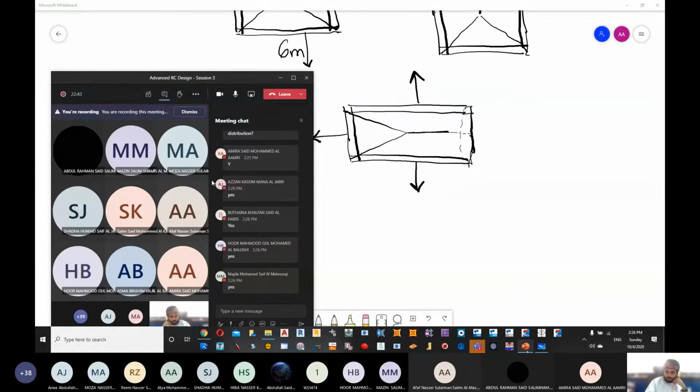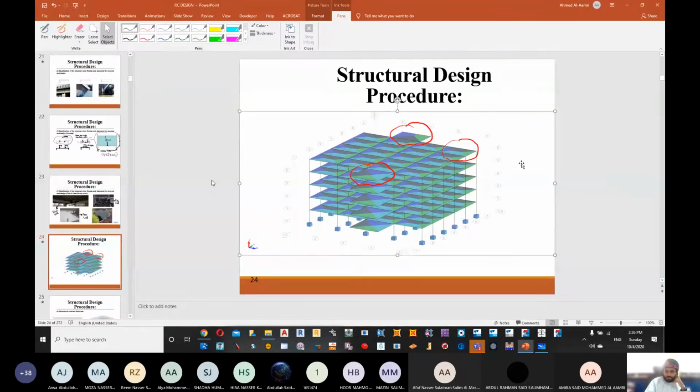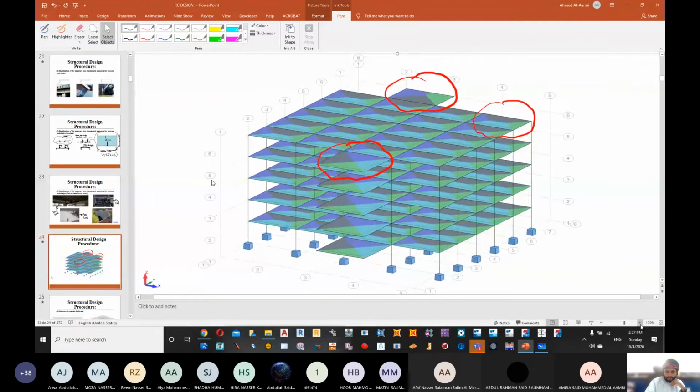Going to the presentation once again. If you can see here in Robot Structural Analysis, we have different types of yield lines, which will be shown by the software as well.